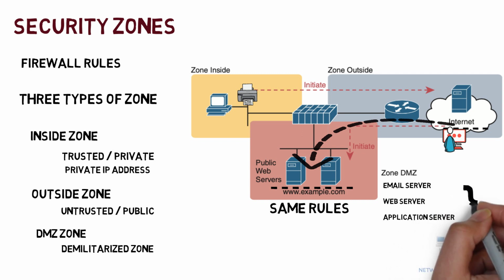A DMZ allows public access to these resources without putting the private inside zone resources at risk. Separating these web servers into the DMZ, away from the rest of the enterprise, can prevent internet users from attempting to connect to the internal devices in the inside zone, preventing many types of attacks.